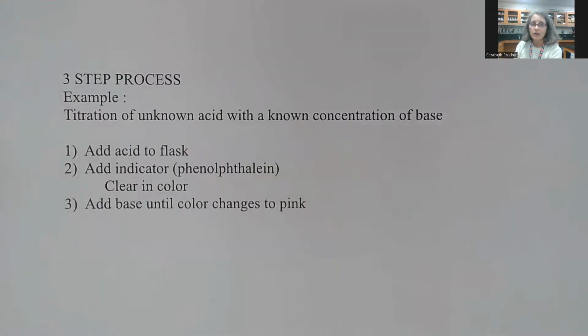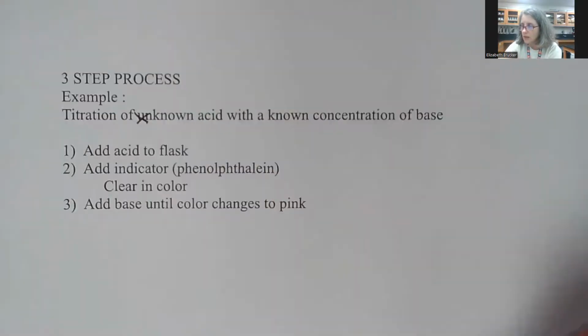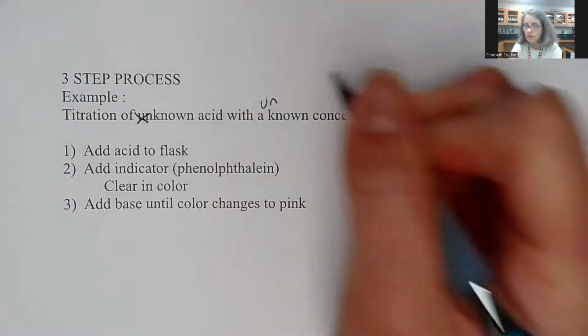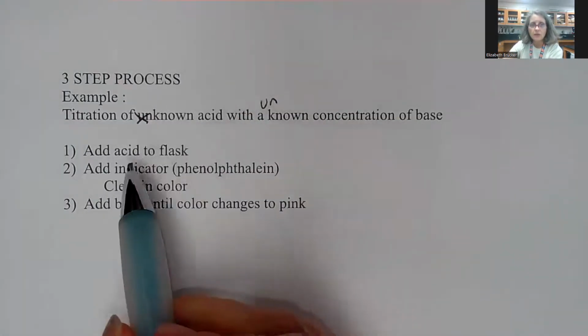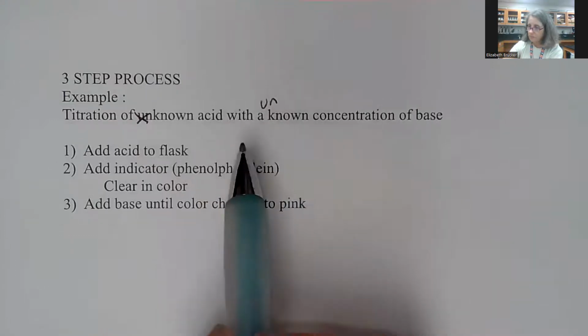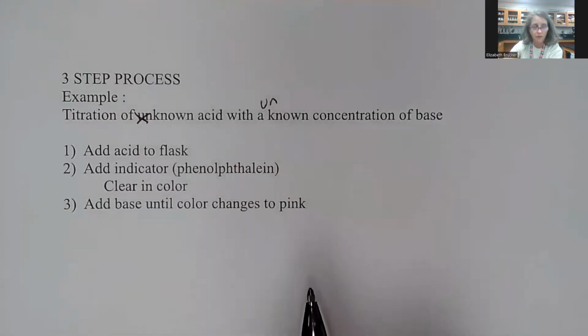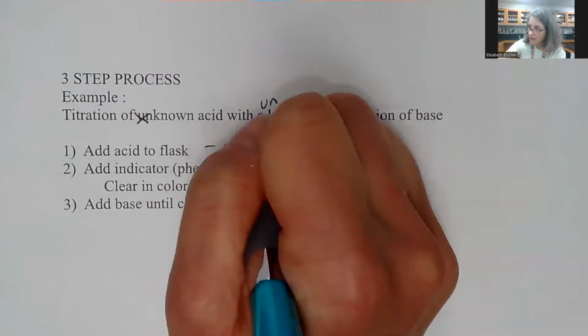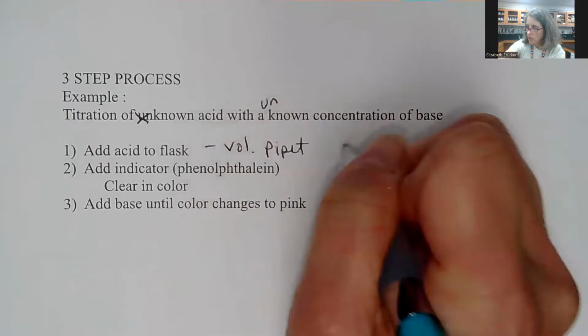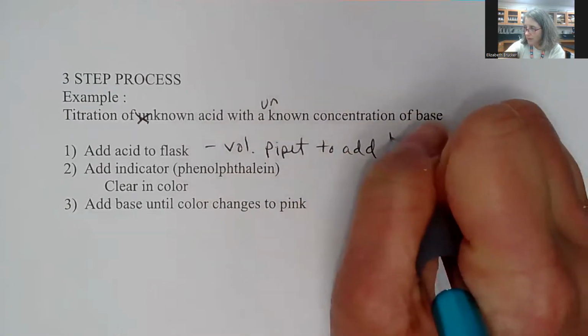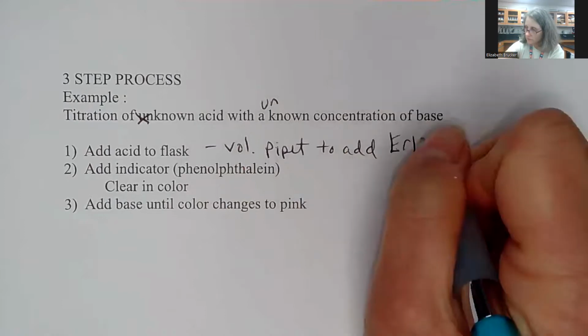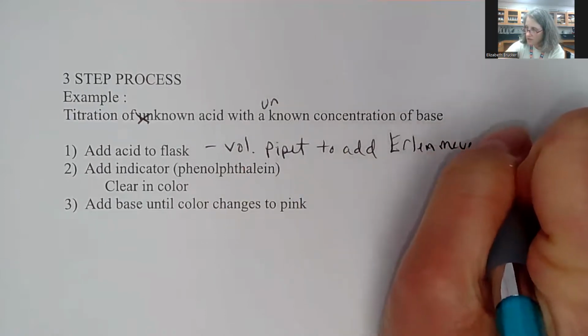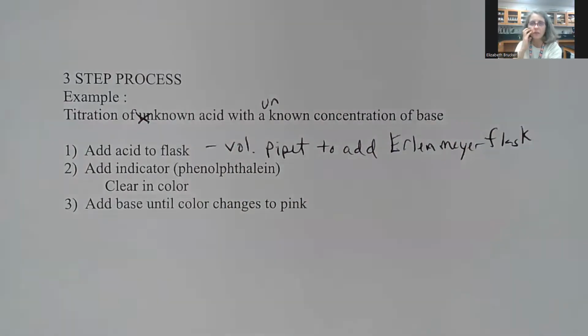So let's say I'm titrating an unknown base with a known concentration of acid. I want a known concentration of acid and an unknown concentration of base. So for this, we're going to do 3 steps. We're going to add an acid to a flask, okay? We're going to use a volumetric pipette to add to an Erlenmeyer flask, just a specific shape flask that we'll be using.